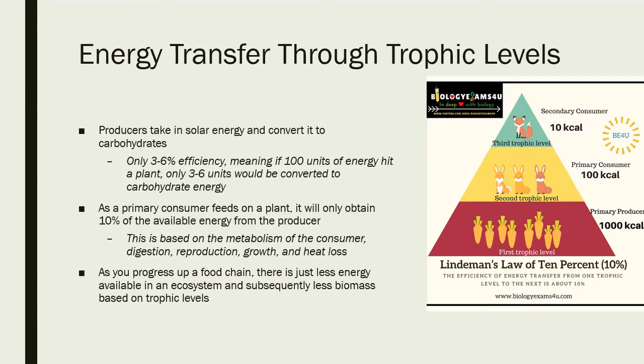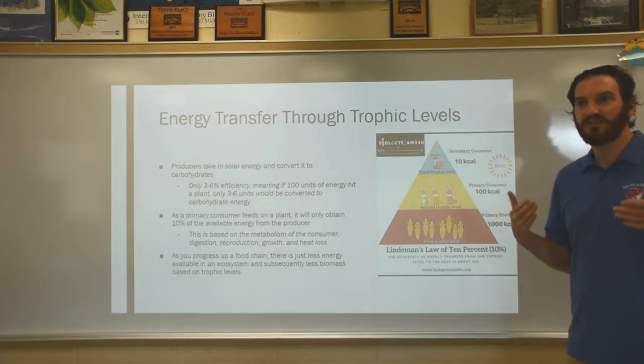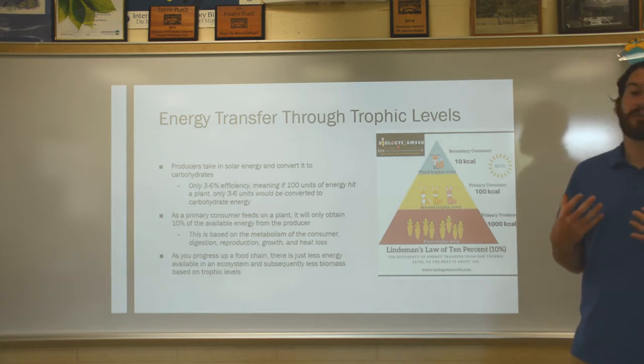How does energy transfer through the different trophic levels? Well, producers make a lot of our sugars and different things. They make that biomass, but it's actually really inefficient. It's only about 3 to 6% efficiency when we're talking about solar energy conversion into biomass, which seems to me to be a very alarming stat.